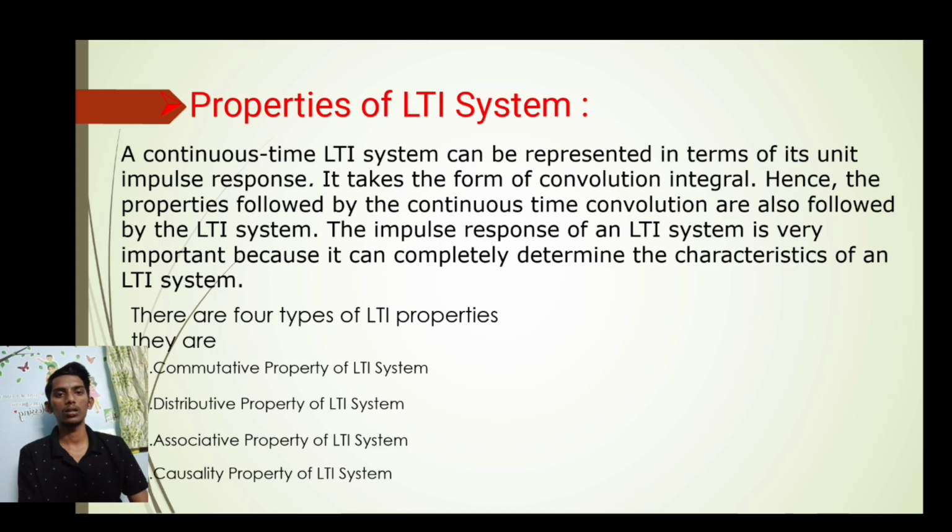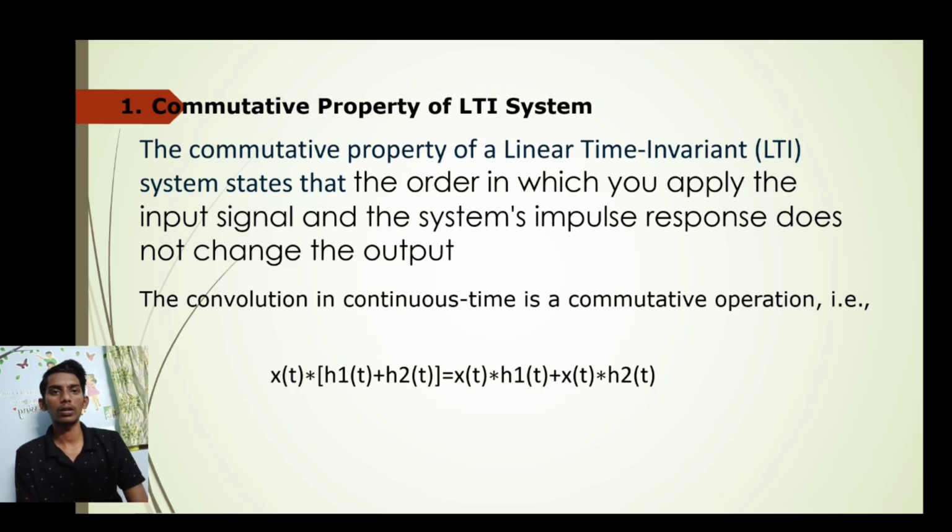Now, linear time invariant systems have four types of properties. They are the commutative property, the distributive property, the associative property, and the last one, the causality property of linear time invariant system. First one, commutative property of linear time invariant system.